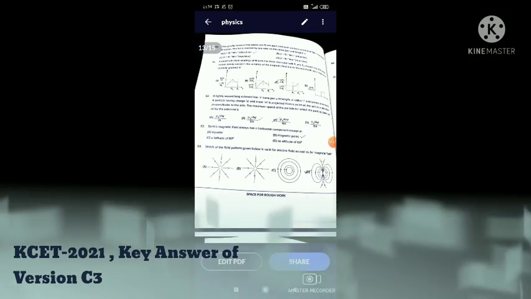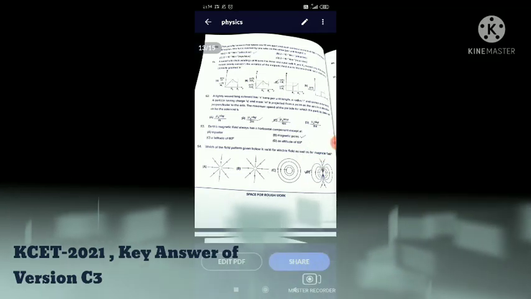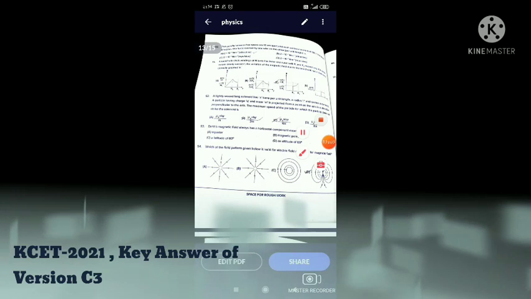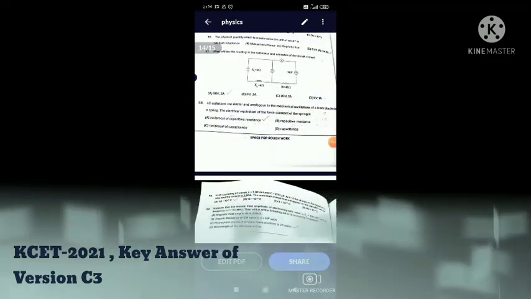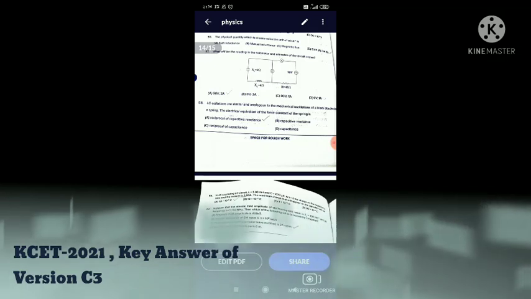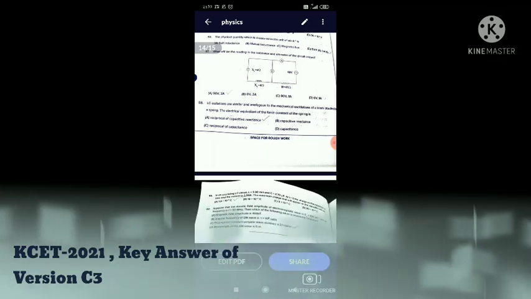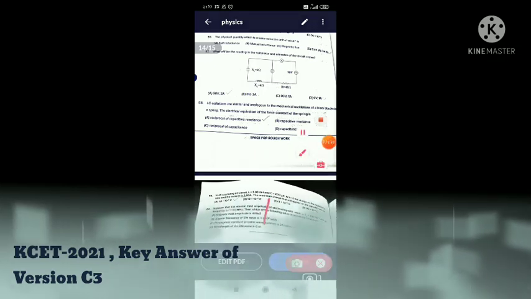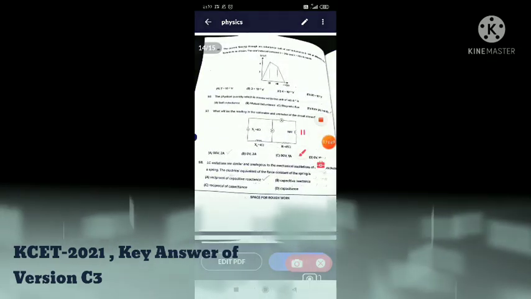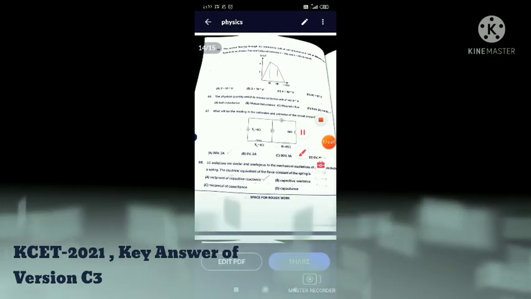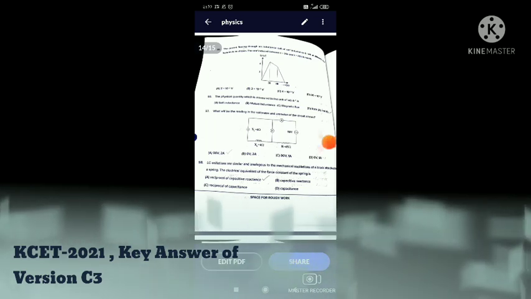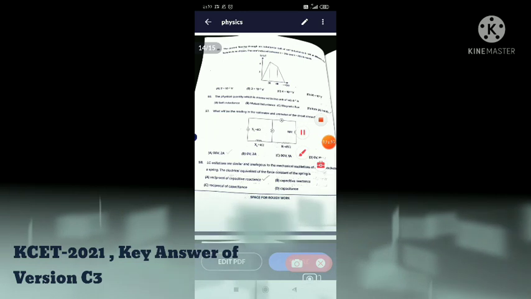Next, 54: Which of the following field patterns given below is valid for electric field? For this question, the correct answer is answer D. Next, we will move to the 55th question. The 55th question says the current flowing through an inductor coil of self inductance 6 mH... The correct answer is answer B. Then the 56th question: the physical quantity which is measured in the unit of Wb A^-1 is? The correct answer is answer D.